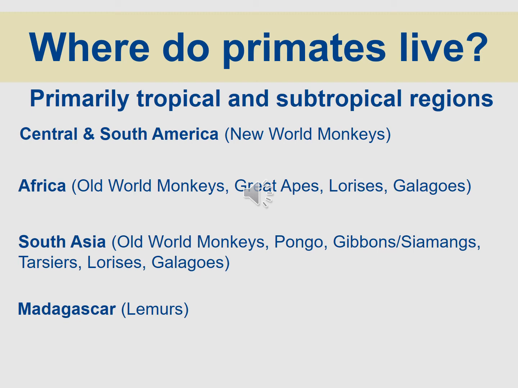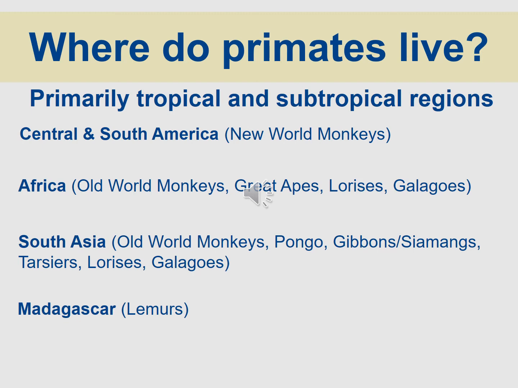And when we look at, for instance, New World monkeys, those monkeys that are indigenous to the New World, they live in parts of Central and South America. When you go to the continent of Africa, they have a great diversity of monkeys, and they are different from the New World monkeys. They're known as Old World monkeys. They can also be found in parts of Asia. But the great apes that live in Africa are chimpanzee, gorilla, as well as bonobo that live south of the Great Congo River. There are also lorises as well as galagos.